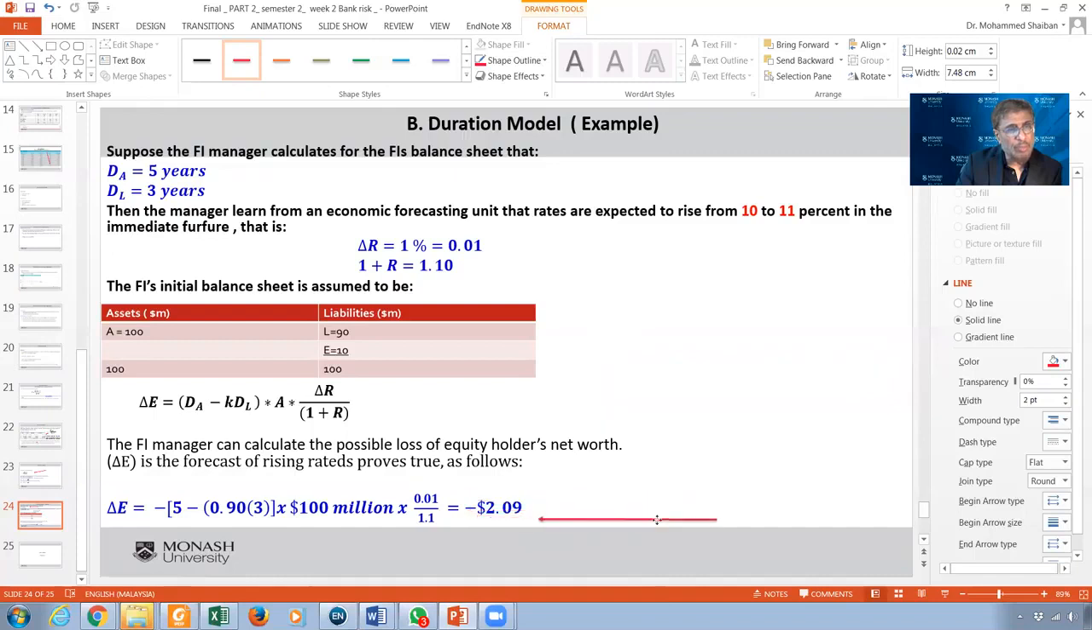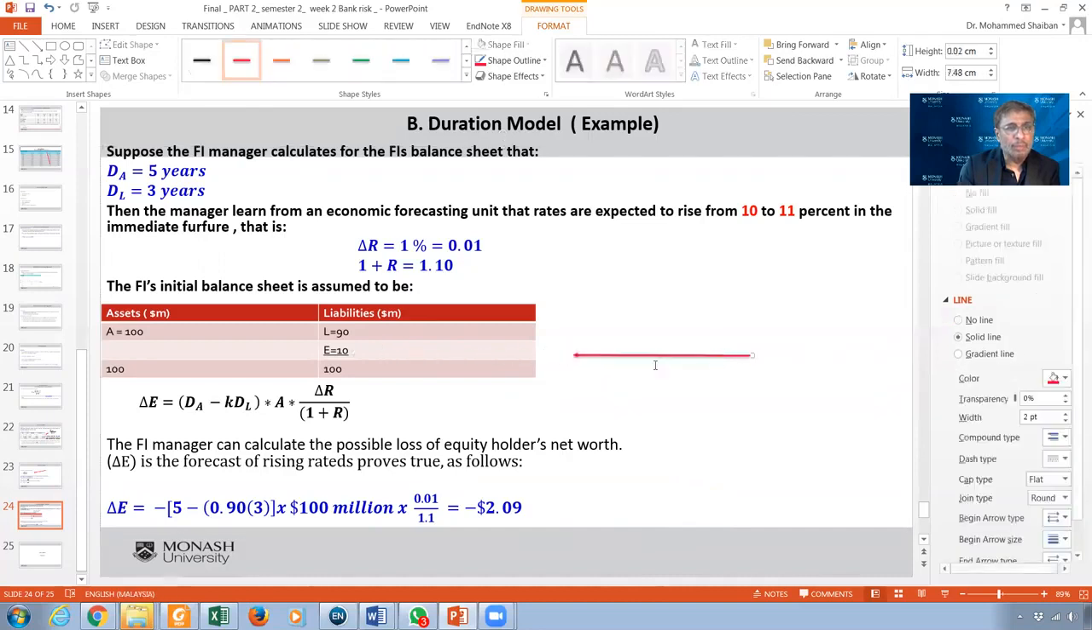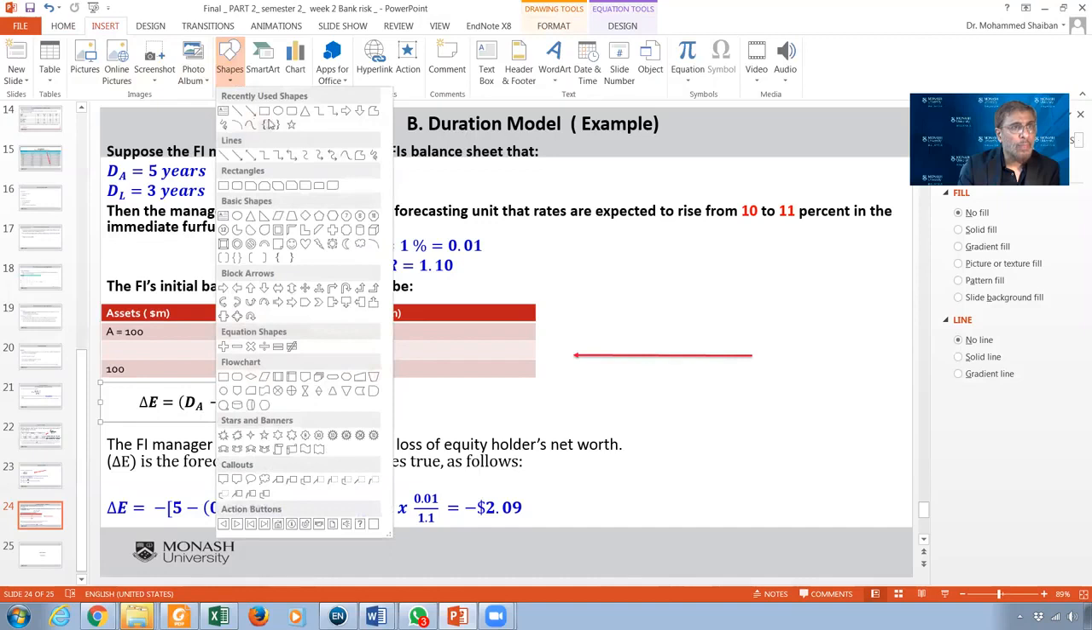So the drop is actually 2.9. The drop is 2.9 in my assets, in my equity. This is the drop of my equity. So this equity now is not 10, but actually 10 minus this one, if I can write it here. Now it's the drop in my equity.